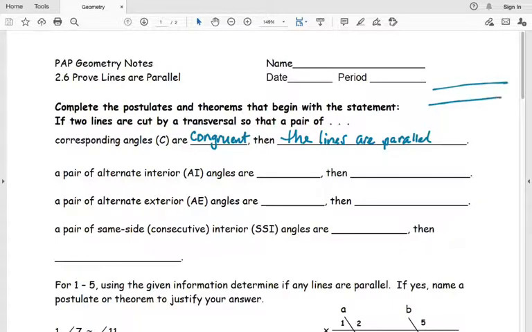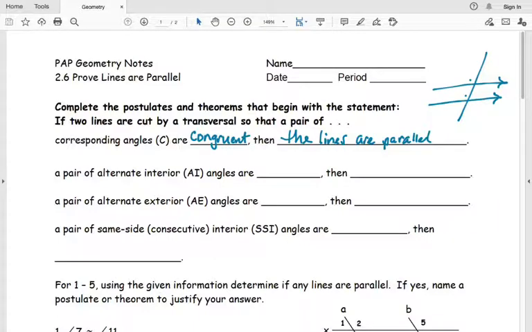So remember when we had a set of parallel lines, remember these arrows mean the lines are parallel. This dot here and this dot here represent corresponding angles. If we know that they are congruent to each other, then we know for sure those lines are parallel.